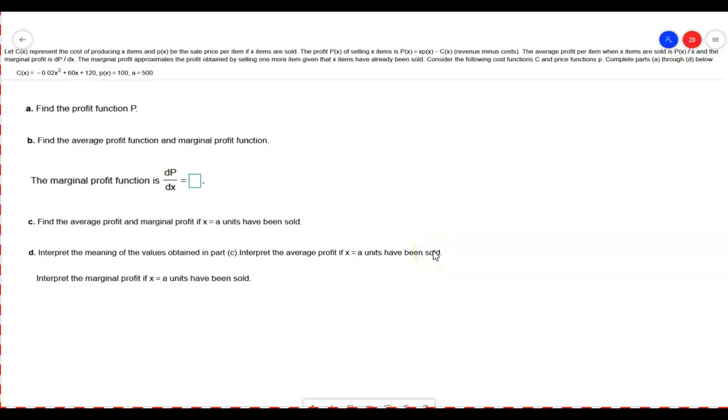Hey everybody, this is Mr. Beckstrom, and today I wanted to take a look at an example from section 3.6. This is on rates of change, and this is talking about a cost function and a profit function. It's kind of a word problem using the marginal cost and the average profit.